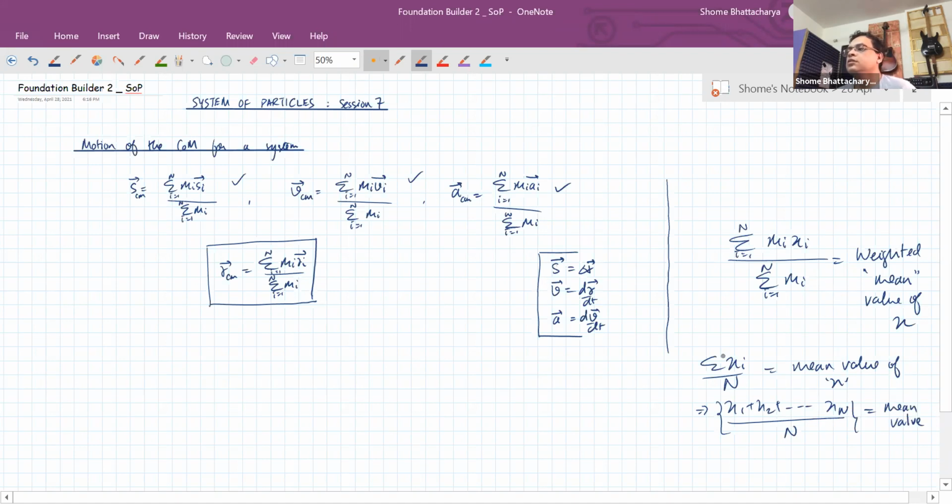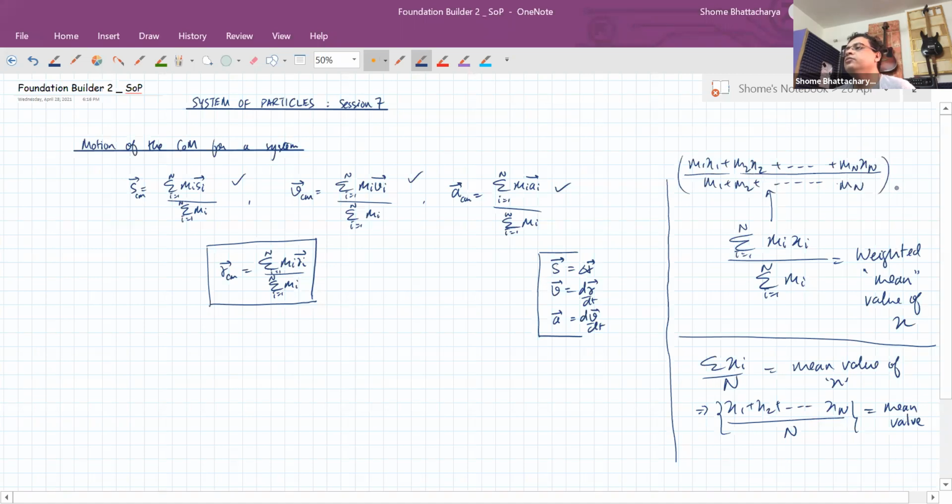Now similarly, this term over here is equal to m1 x1 plus m2 x2, like this, going up to the last term mn xn, divided by the total mass, that is m1 plus m2 plus like that. Statistically, this term is called the weighted mean of x.